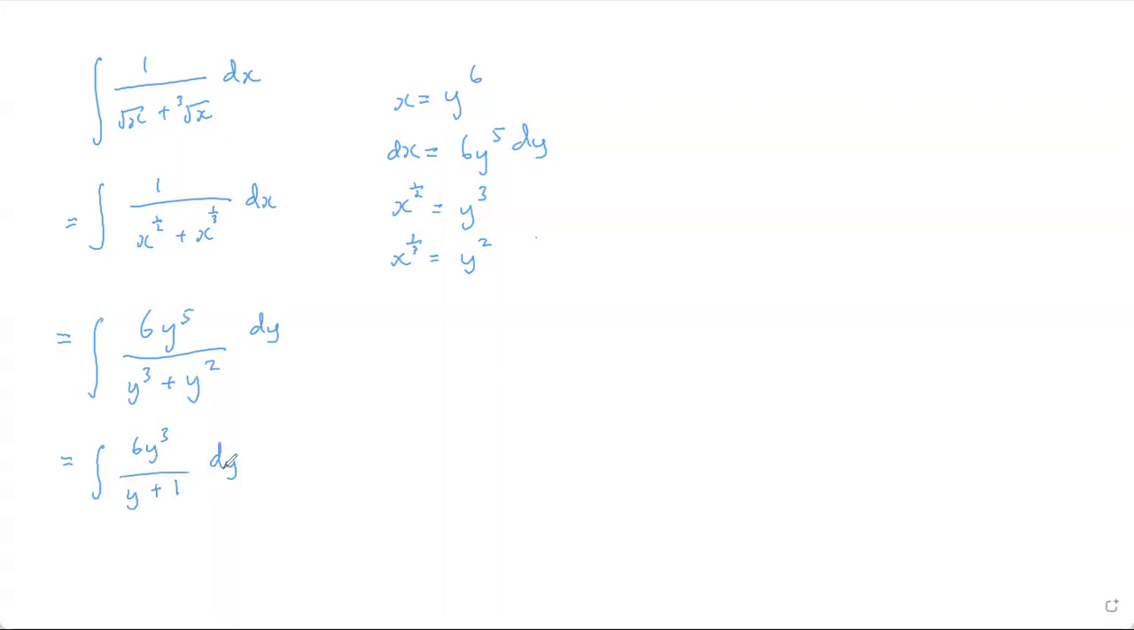How do we continue from here? I will need to do a long division. Let's just do a long division at the side. I have 6y cubed divided by y plus 1. I would need 5y squared. Sorry, not 5. Why did I come up with 5? I would need 6. So 6y squared would give us 6y cubed plus 6y squared. And subtracting this, I would get negative 6y squared.